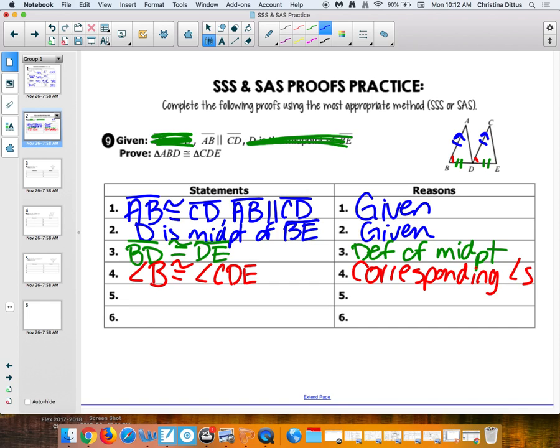What's my next step? The triangles. Yeah, my proof part. My triangles are equal. So triangle ABD is congruent to triangle CDE. And why are they congruent? SAS. Very good. SAS is a reason, not a statement. Some people are getting that confused.